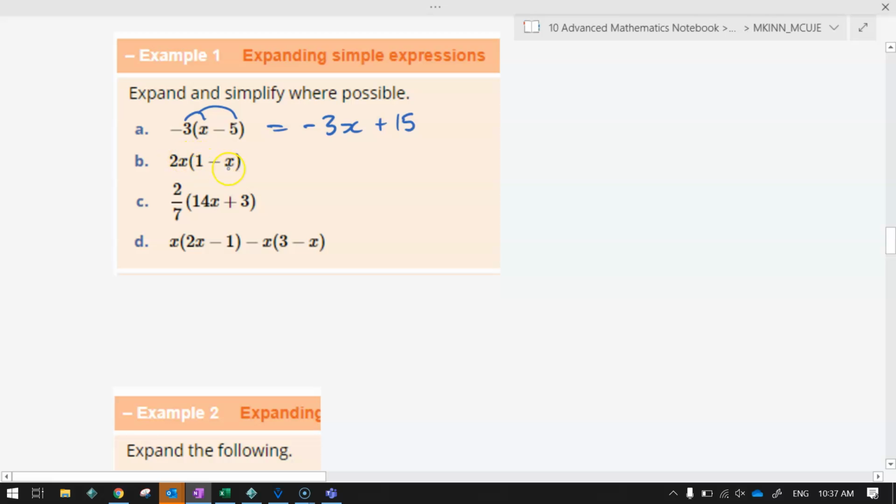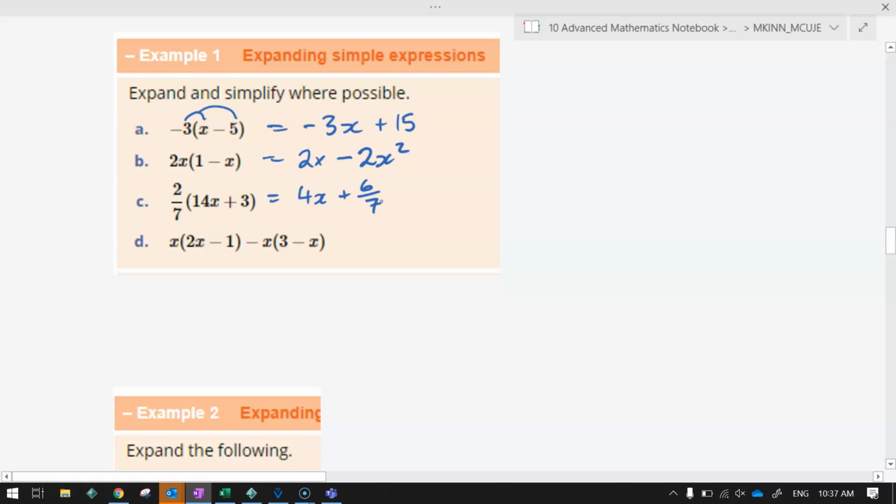2x outside of 1 minus x. 2x times 1 is 2x. 2x by negative x, so I've got a positive by a negative, which is a negative 2x squared. 2/7. Oh my goodness, they're getting you to deal with fractions. We can cope with that, right? 7 goes into 14 twice. That's just going to be 4x plus 6 over 7.